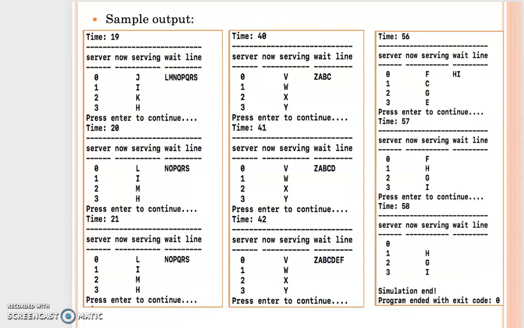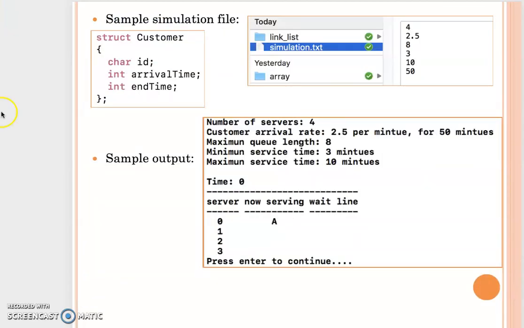So the sample output actually looks like this. At the very beginning, your sample output needs to give me the information about the text file you read from. So we have the number of services. The arrival rate is 2.5 per minute, the simulation time is 50 minutes, the maximum queue length is 8, and the service time is between 3 to 10. I will actually use a different simulation txt file to run your program.